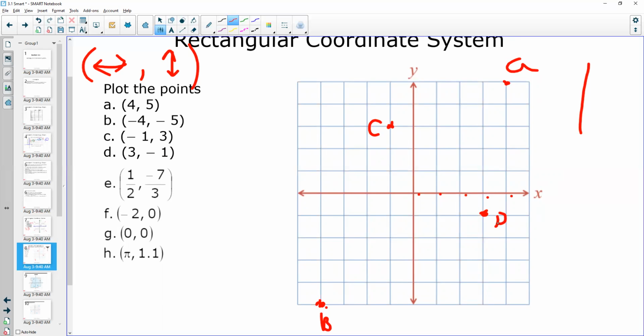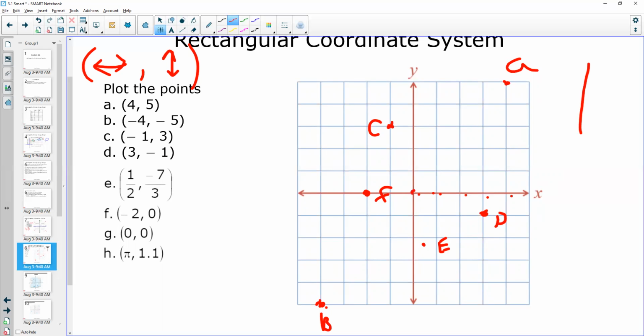E is 1/2 and then -7/3, so it's really between 1 and 2. -7/3 is like 2 and 1/3, so partway between 2 and 3. So I'm going to put E down there. F is (-2, 0), so it's 2 to the left, and then not up or down at all because the y coordinate is 0, so that is right on the x-axis.